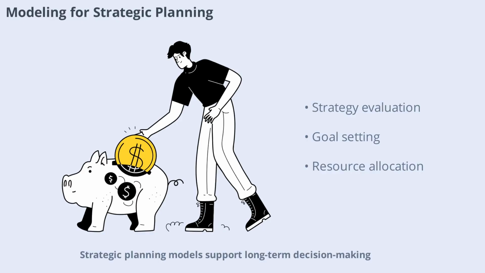Strategic planning models support long-term decision-making by projecting outcomes under different strategies. These models help leaders evaluate options, set goals, and allocate resources. Strategic modeling is essential for achieving sustainable growth.